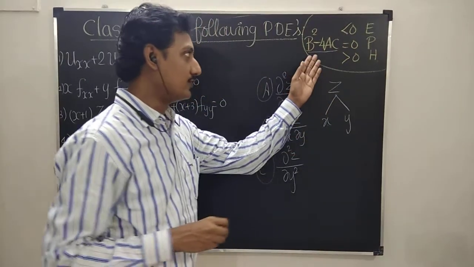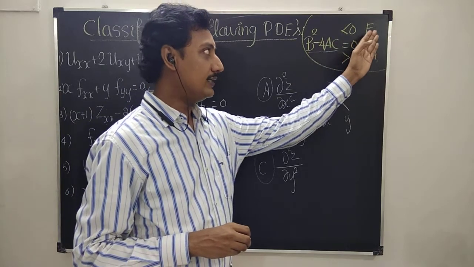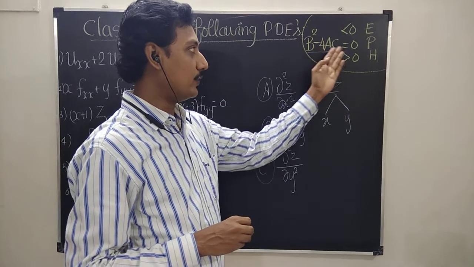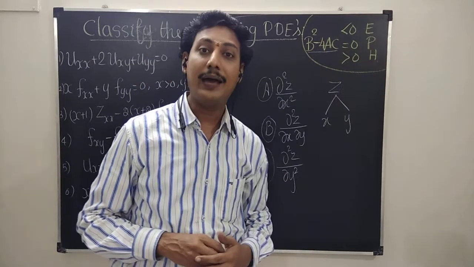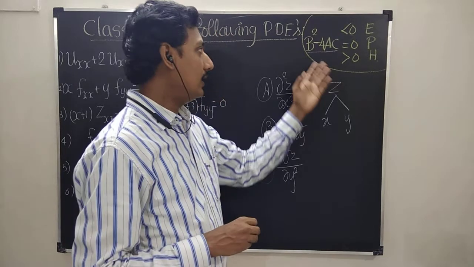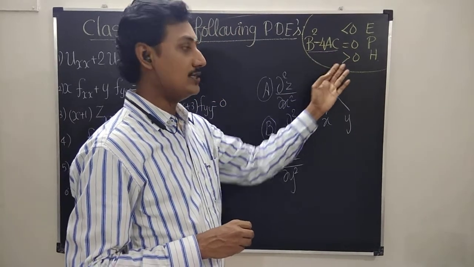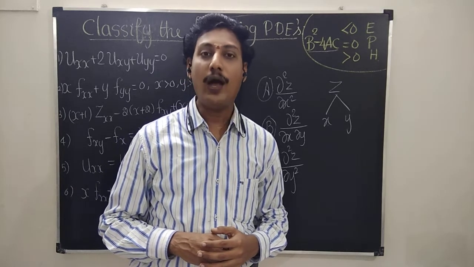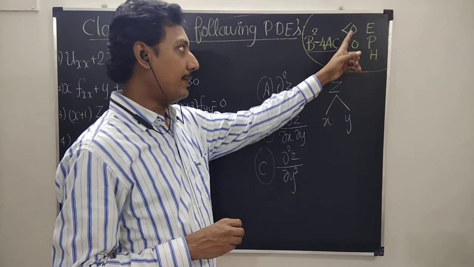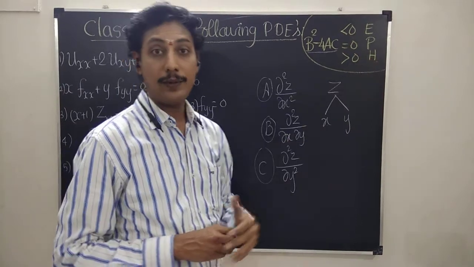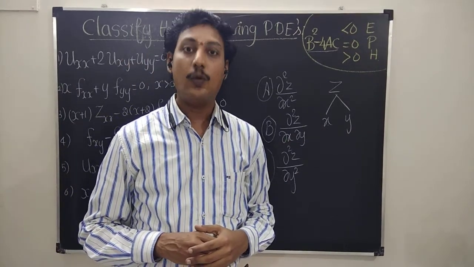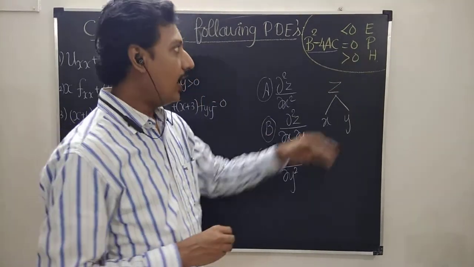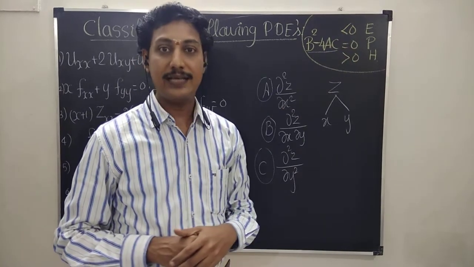Suppose b squared minus 4ac is negative, then it is called an elliptic equation. If b squared minus 4ac is equal to 0, it is known as parabolic type. And if b squared minus 4ac is positive, then we call it a hyperbolic equation. We have already seen that the one-dimensional wave equation is an example of a hyperbolic equation, the one-dimensional heat flow equation is an example of parabolic, and the Laplace equation is an example of elliptic.